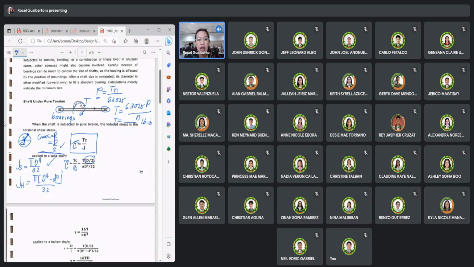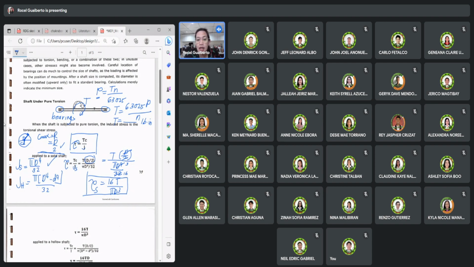Having that, you have T times D over 2 divided by pi d to the fourth divided by 32. You can cancel out d and d to the fourth, leaving d cubed. 2 and 32 can be cancelled also, which leaves 16. Simplifying that, we arrive at 16T over pi d cubed for your tau. So this would be tau for a solid shaft. This is the induced stress of your solid shaft.